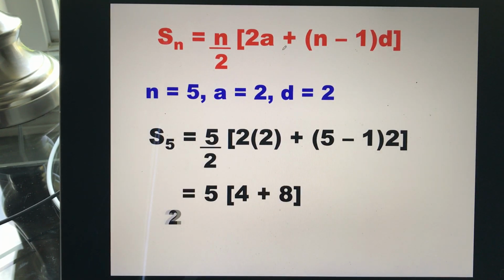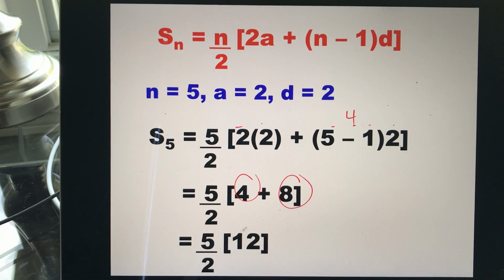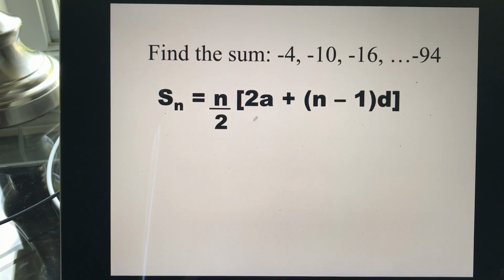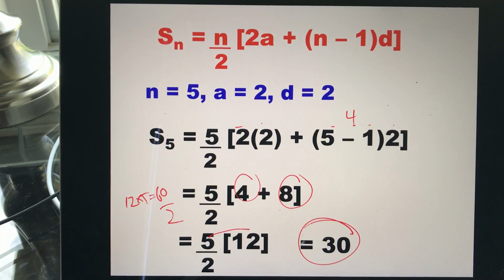So I plug all the numbers in, and now it's just an issue of order of operations. 5 take away 1 is 4. 4 times 2 is 8. 2 times 2 is 4. Now I have 12 times 5 over 2. 12 times 5 is 60, and 60 divided by 2 is 30. Sorry, that was a little too quick. So the answer there is 30.